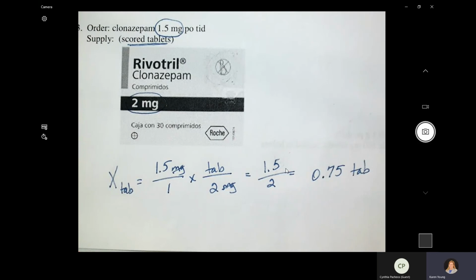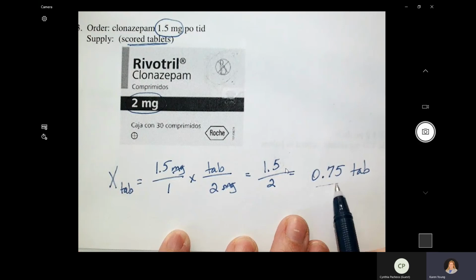You do enough math in your head, or do the same problems enough times, you learn the answers. So did we all get 0.75? All right, here's something you have to know. This is not a full tablet.